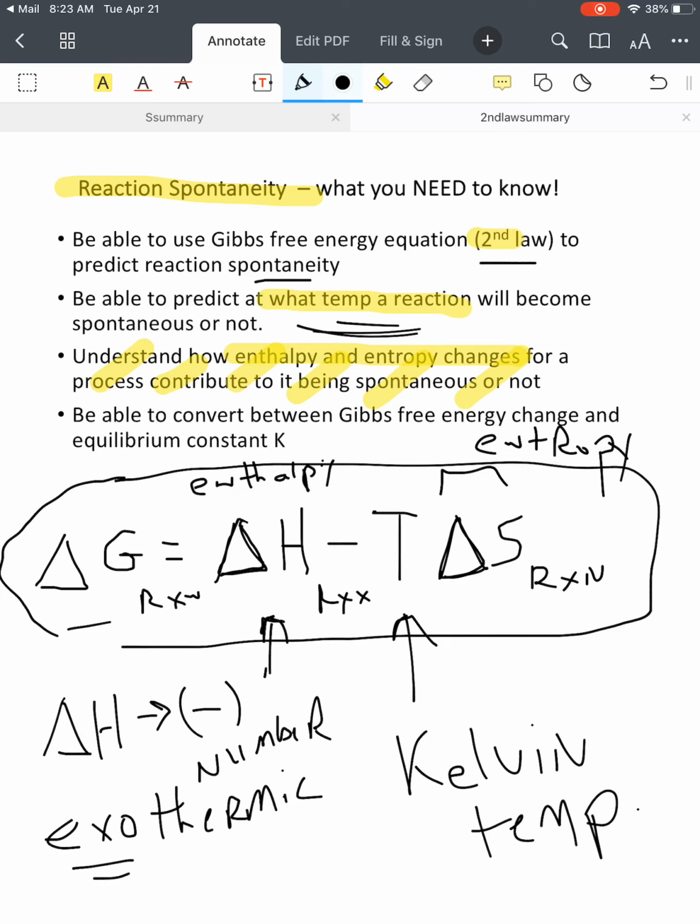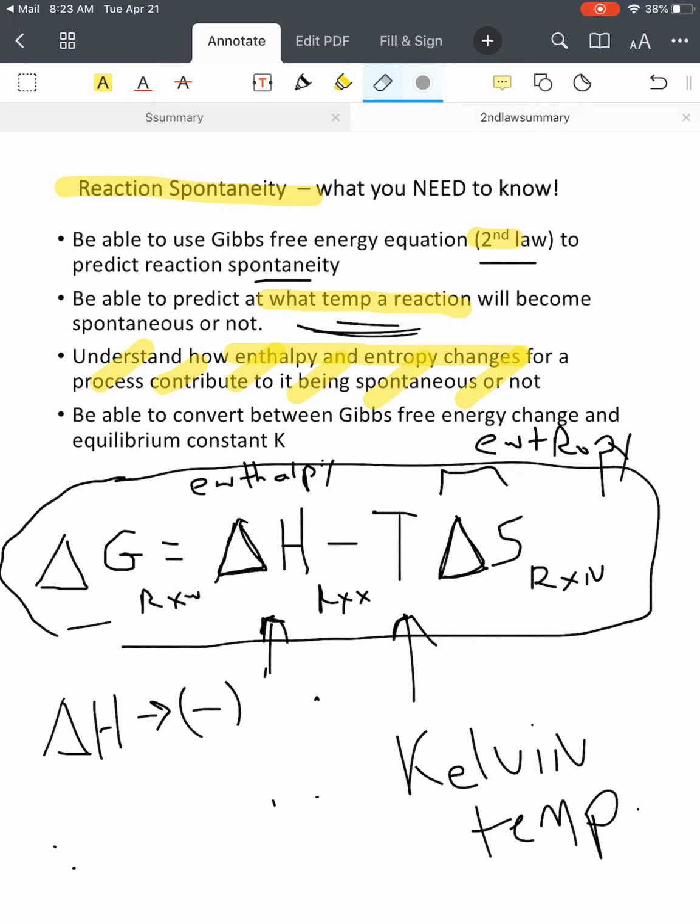On the other hand, what if our delta H is positive? What if it's an endothermic reaction? It turns out if delta H is positive and we have an endothermic reaction, that's actually bad for spontaneity because it tends to make this delta G positive. All right? So that's not so good for spontaneity.